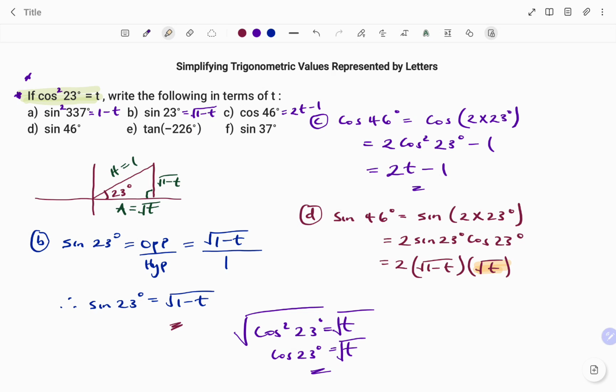So therefore, simplifying my expression, I'm going to take in the t, applying the surd rule. So I have 2 square root of t multiplying 1 minus t. So therefore my final answer, 2 square root of t minus t squared.